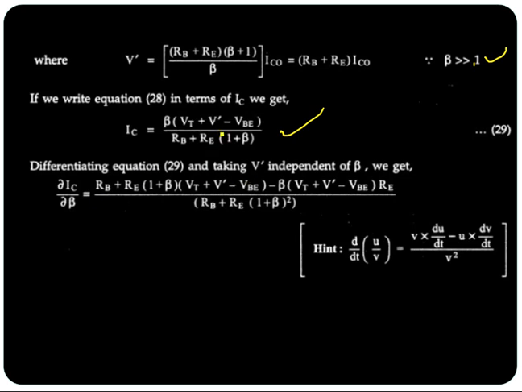So differentiating this equation and taking V dash as independent of beta, we get dou IC by dou beta in this format. This is just the differentiation of this expression with respect to beta. So this is a function u by v: v into du by d beta minus u into dv by d beta, divided by v square. So denominator square, RB plus RE into 1 plus beta, the whole square.